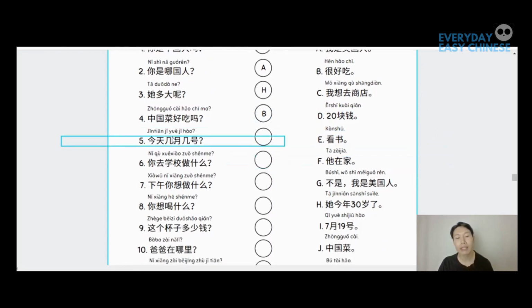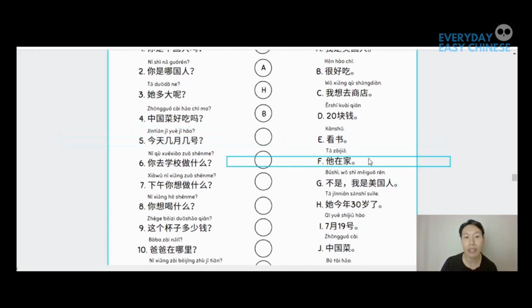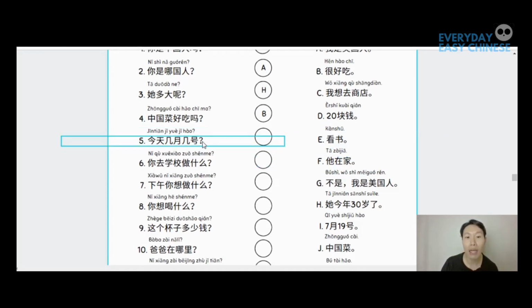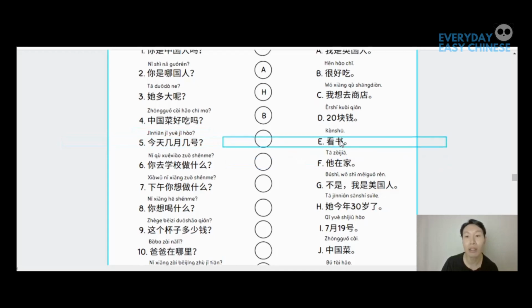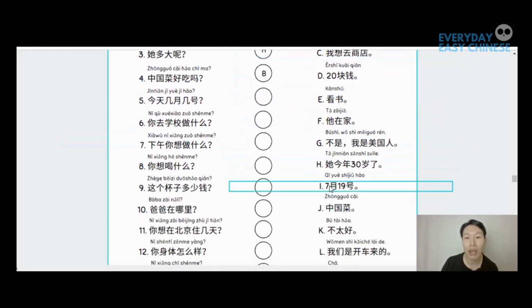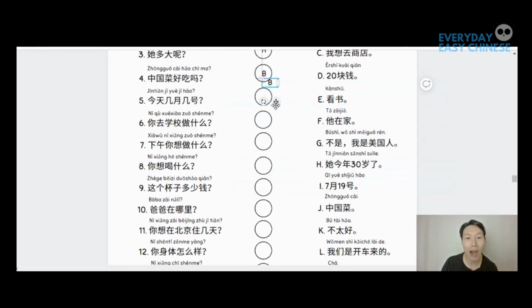Okay, number 5. 今天几月几号? So what month and day is it? What date is it? So let's look for a date. So we can see over here we have 7月19号, which means July the 19th. So this is I.